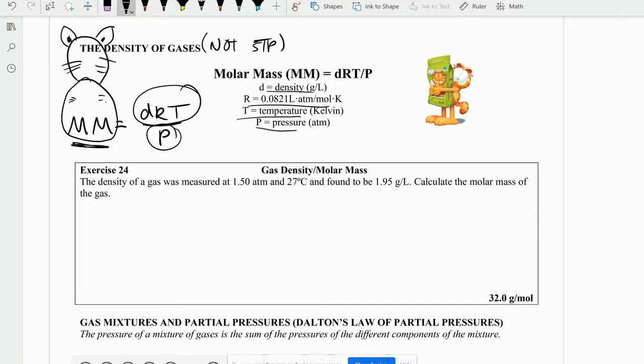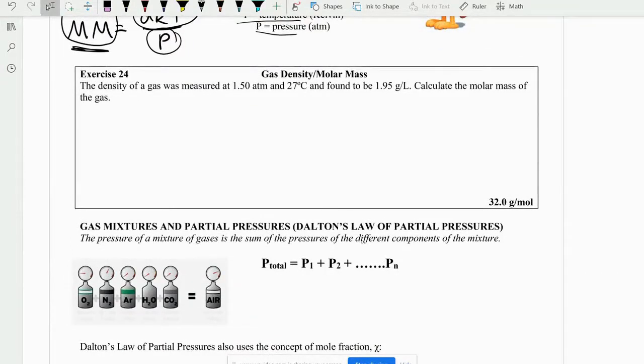So, let's go ahead and do exercise 24 so you can see how to put this molar mass kitty cat into effect. Remember, you're only using this particular formula if conditions are not at standard temperature and pressure. Let's take a look at exercise 24, and you should quickly see that conditions are not at STP. That is because we have a density of a gas measured at 1.5 atmospheres at 27 degrees Celsius and is found to be 1.95 grams per liter. That's the density of the gas.